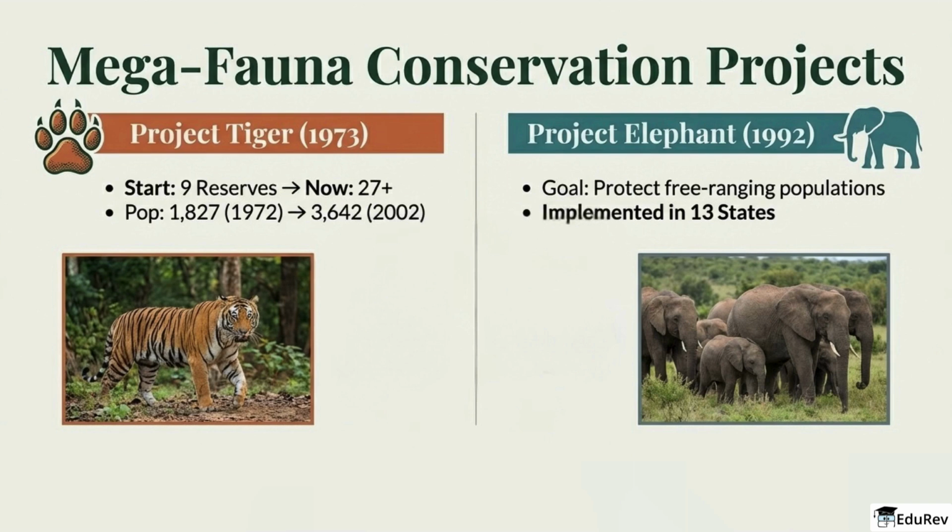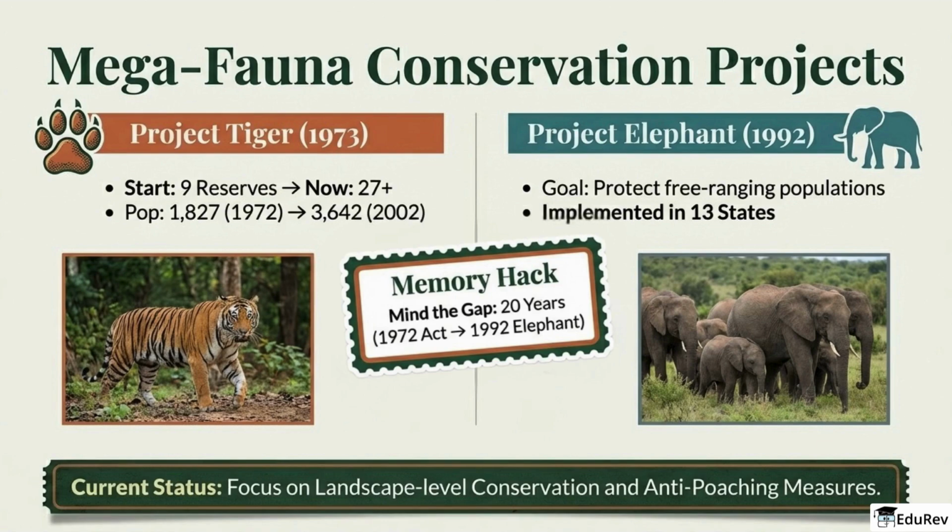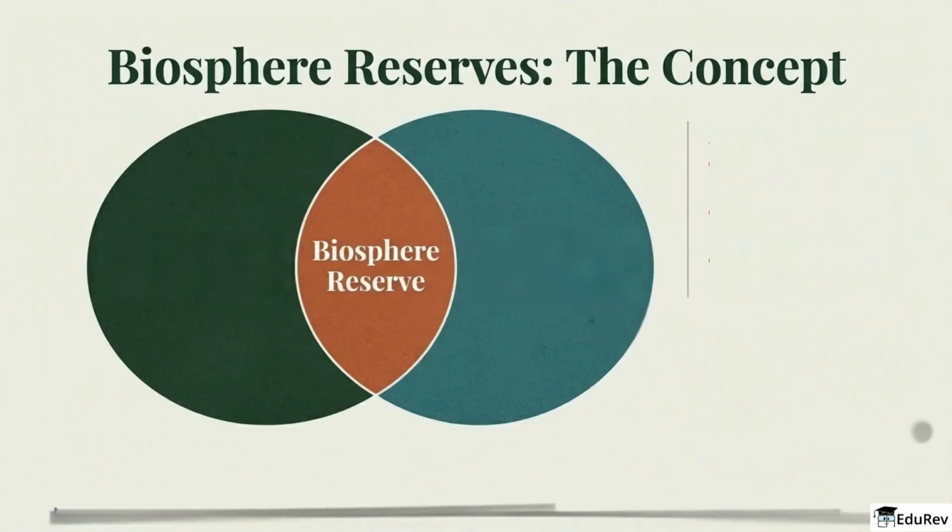Now the memory line here matters. There is a 20-year gap between the 1972 Act and 1992 Project Elephant. And the current conservation approach highlighted is important. Focus on landscape-level conservation and anti-poaching measures. That phrase is mainsworthy because elephants and tigers cannot be protected by fenced spots alone. Their movement landscapes matter. Now we move to biosphere reserves.